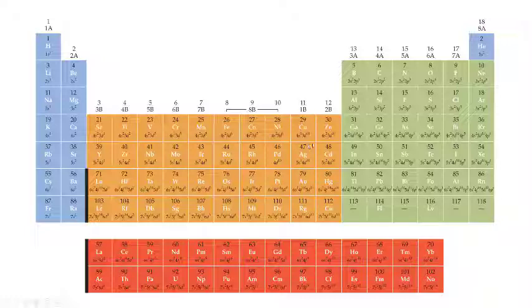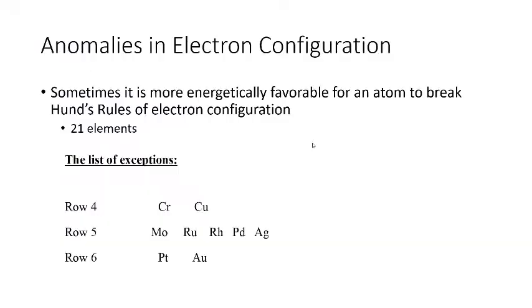So there are a few exceptions to the rule where the filling does not occur as expected. Some of the anomalies in electron configuration are shown here. Chromium and copper, like I mentioned, then molybdenum, Ru, Rh, Pd, silver, platinum, gold. All these guys have exceptions. So you should definitely be able to recognize the elements that will have exceptions.